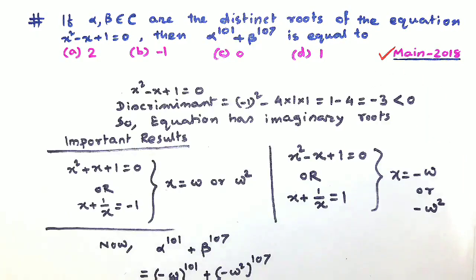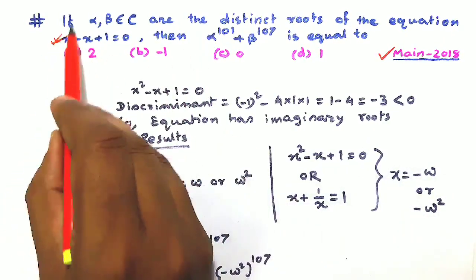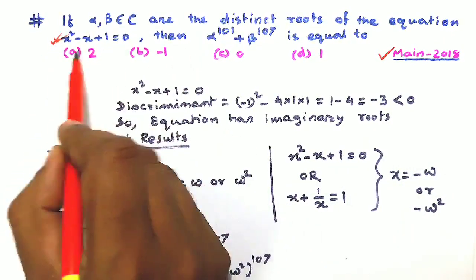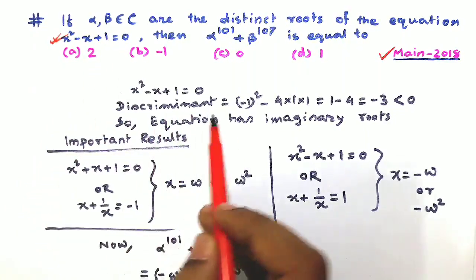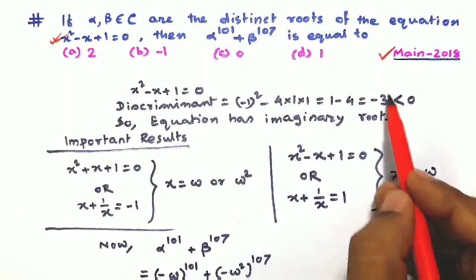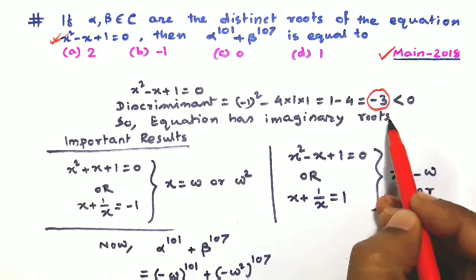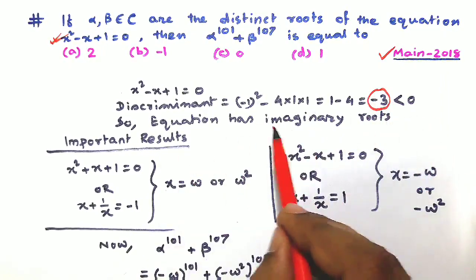Friends, we observed here that x square minus x plus 1 is equal to 0. Here the discriminant is equal to b square minus 4ac, that is 1 minus 4 is equal to minus 3, and minus 3 is negative. This is a negative quantity less than 0. So the equation has imaginary roots.